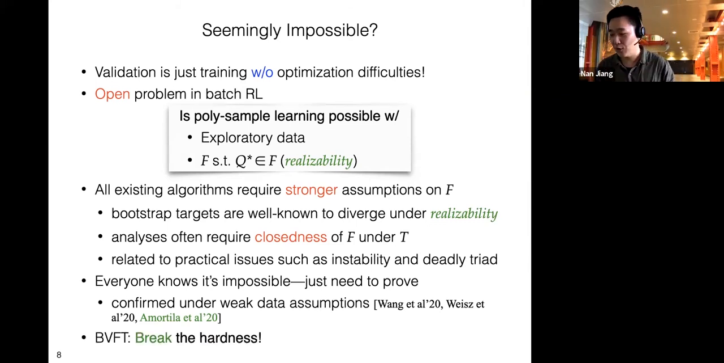So now I'm eventually getting to what we do in this work. What we do is show you how to break this conjectured hardness using a reasonable data assumption.